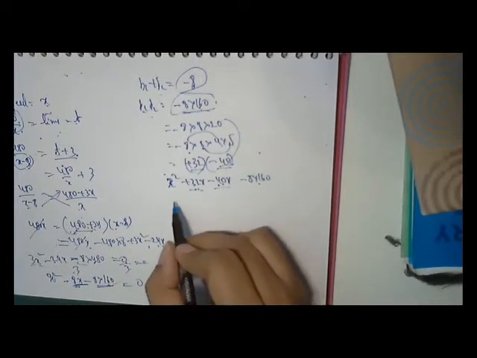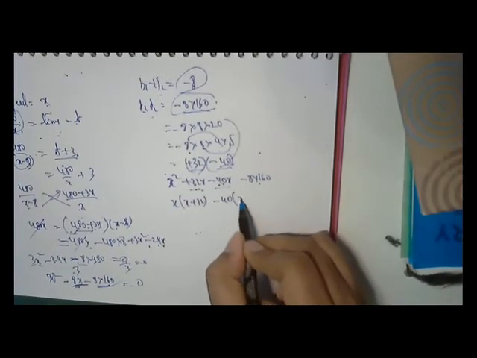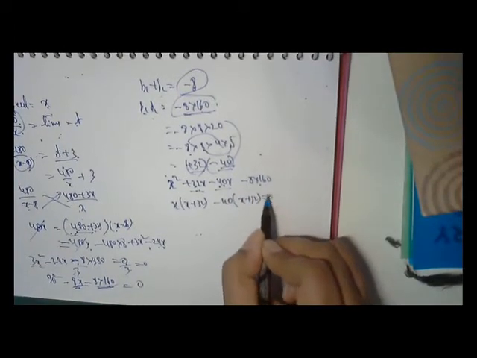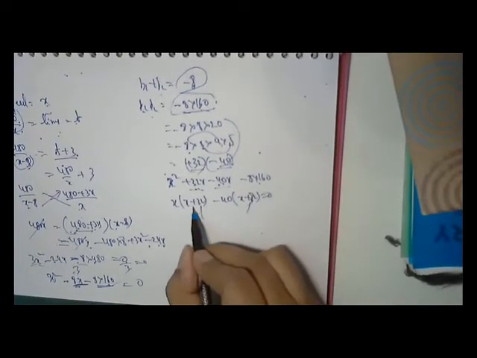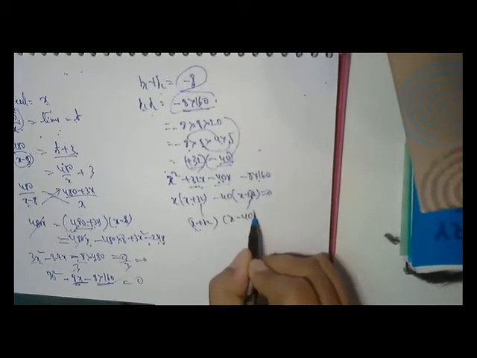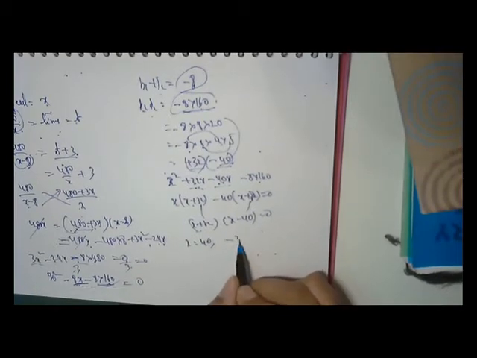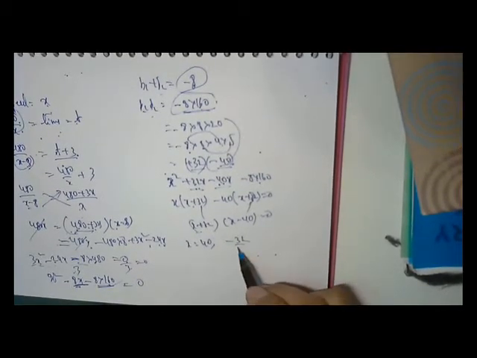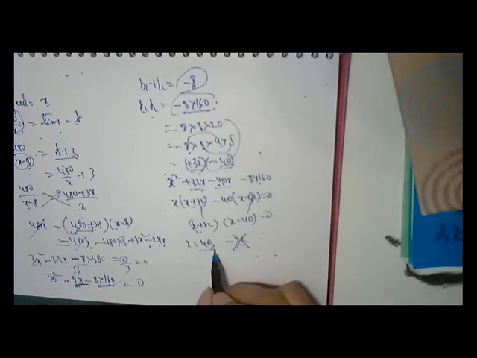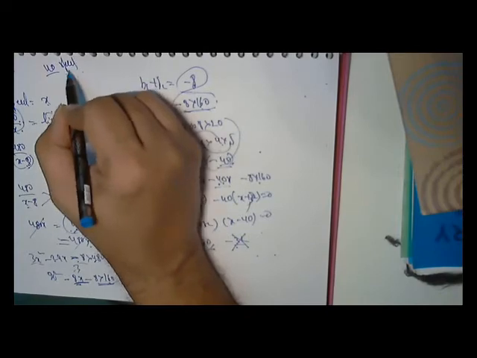Now here I take x common out, minus 40 common out. Both have 32 common, so x plus 32 into x minus 40. So what is the speed of the train? Either 40 or minus 32. Is minus 32 possible as the speed of the train? No, so we'll cancel it. So x is 40. The initial speed is 40.